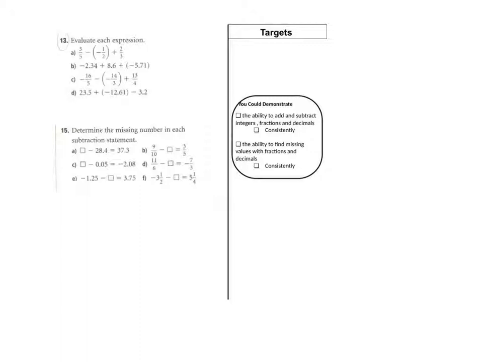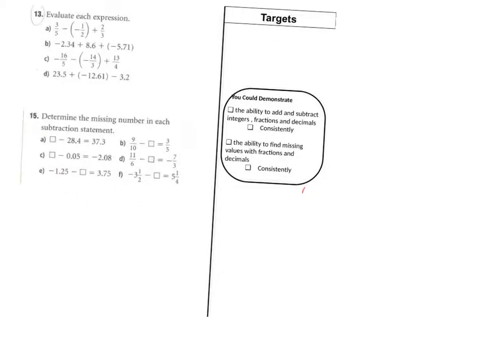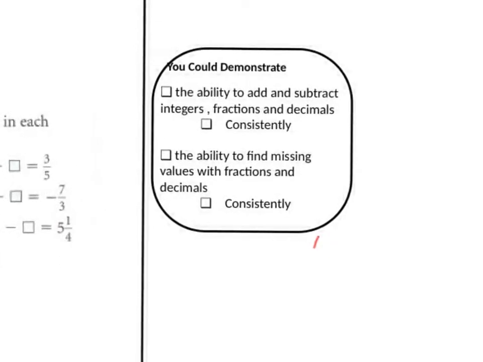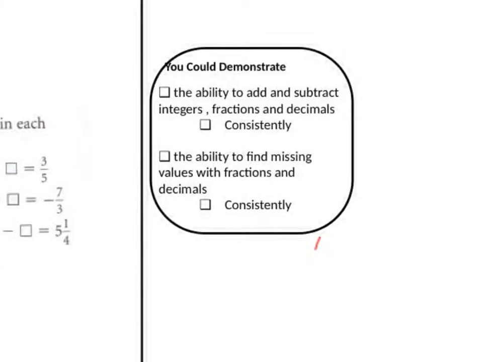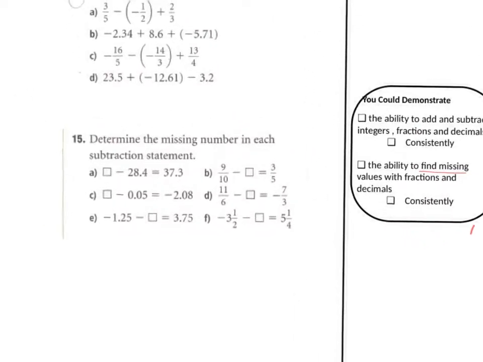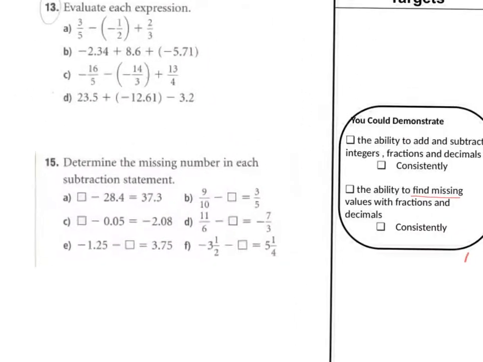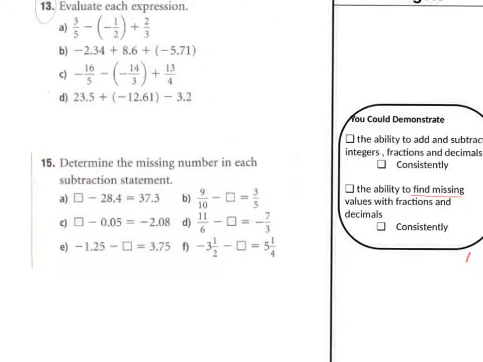So in this question here, we'll look at some targets again. Your targets for this worksheet will be, do you have the ability to add and subtract integers, fractions, and decimals? And can you find the missing values? So finding the missing values, we'll use a little bit of algebra, and we can figure that out. So for example, let's do one on number 13. And we'll just pick, this one looks like a good one.